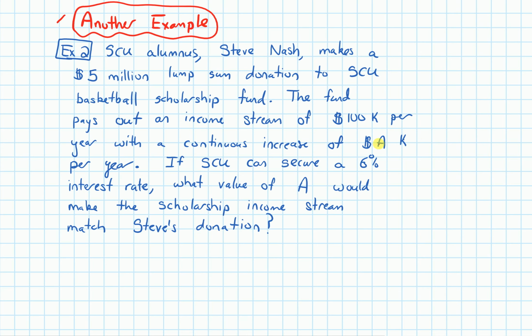So let's see, this means $1,000. And the fact that there's a variable here probably means that we're going to need to solve for that variable. Okay, so let's keep that in mind. Okay, and then it says, if SCU can secure a 6% interest rate, what value of A would make the scholarship income stream match Steve's donation?